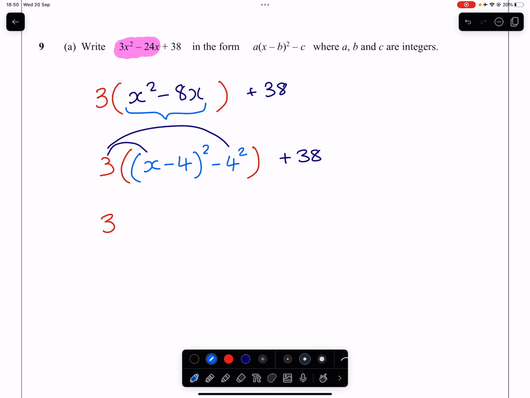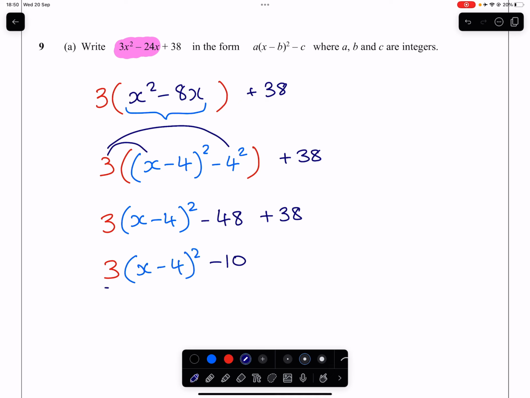3 times that blue bracket, we don't want to break it out, because the whole point is that we are trying to leave this in completed square form. 3 times negative 4 squared will be the same as 3 times negative 16, which is minus 48. And then when we add that 38 on the end, we're going to end up with 3 bracket x minus 4 all squared, take away 10.